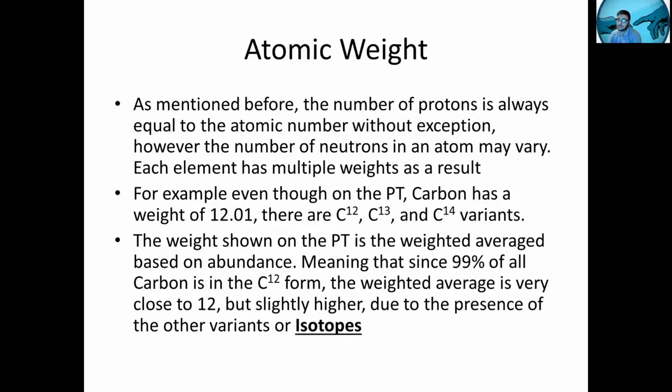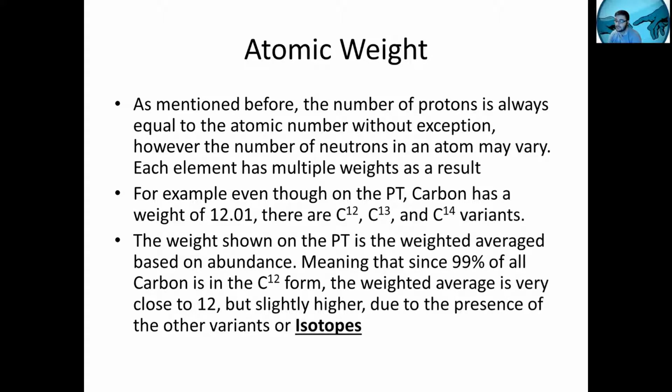Well, it's because there's actually a 12 weight variant of carbon, a 13 weight variant of carbon, and a 14 weight variant of carbon. This is the proper nomenclature for that. Okay, C12, C13, and C14. The weight shown on the periodic table is the weighted average based on abundance.